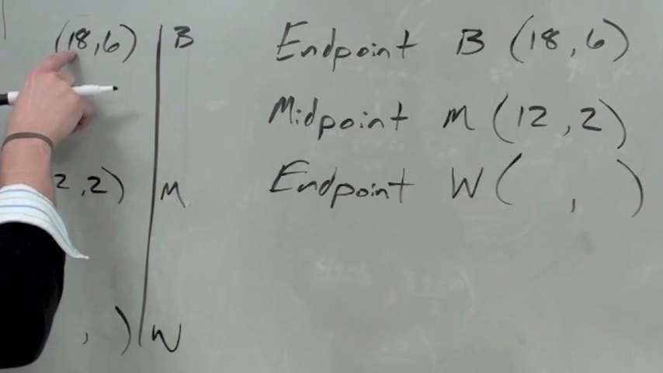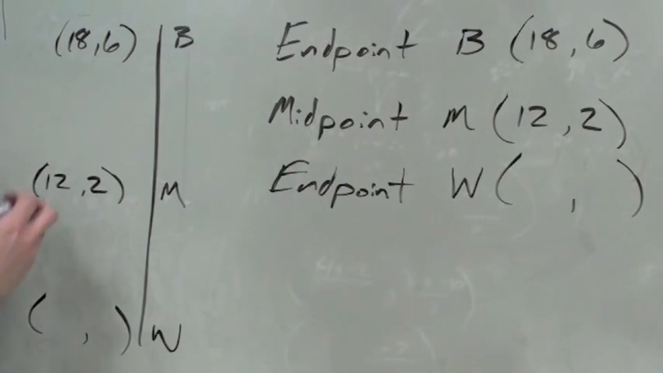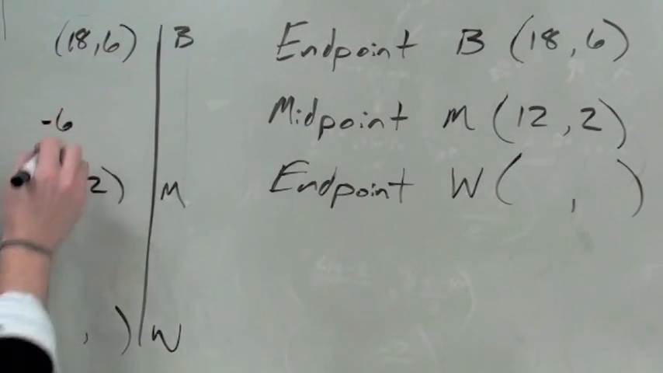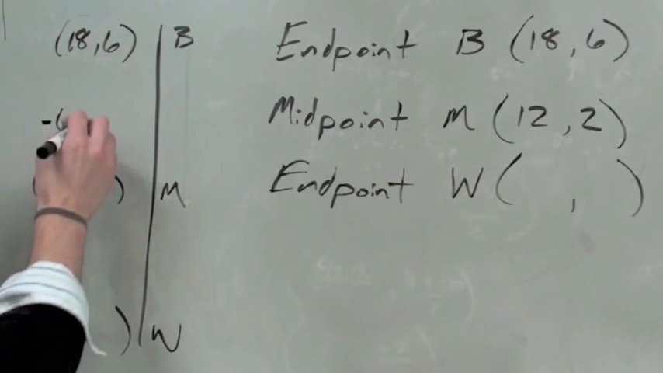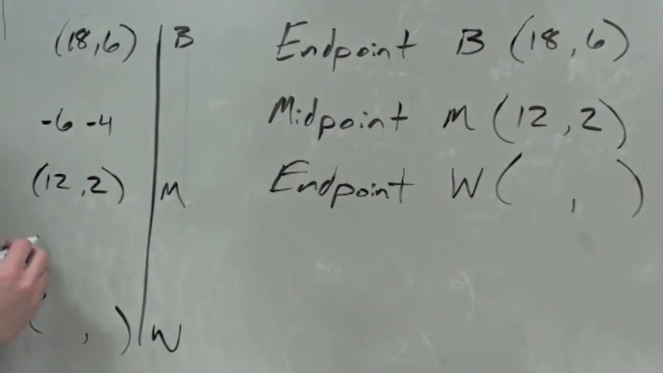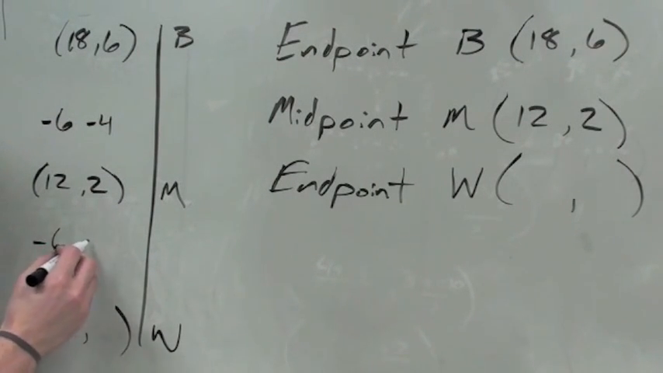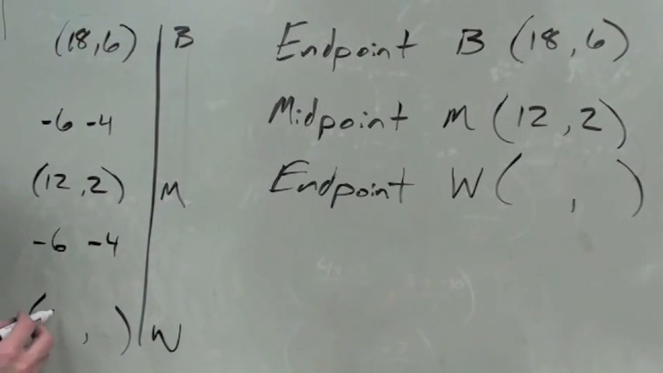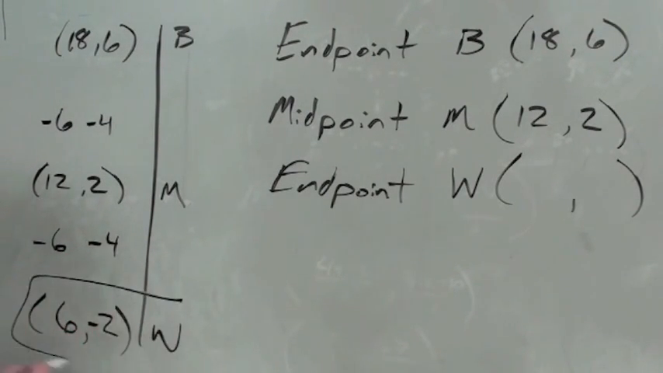We look at our x's. 18 to 12. Well, to go from 18 to 12, you got to subtract 6. To go from 6 to 2, you got to subtract 4. So that's the exact same change from our midpoint to our other one, to our W. So we subtract 6, subtract 4. That'll be 12 minus 6, which is 6. 2 minus 4, which is -2. That's what you should have gotten as your final answer.